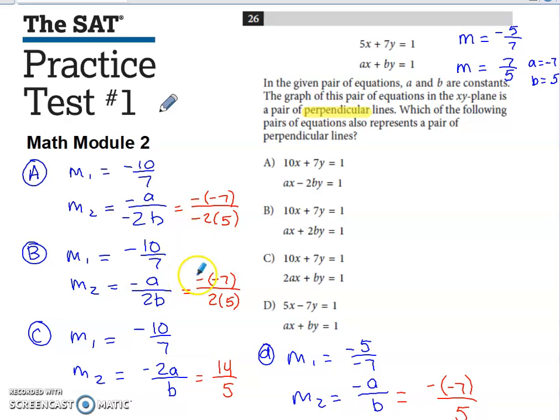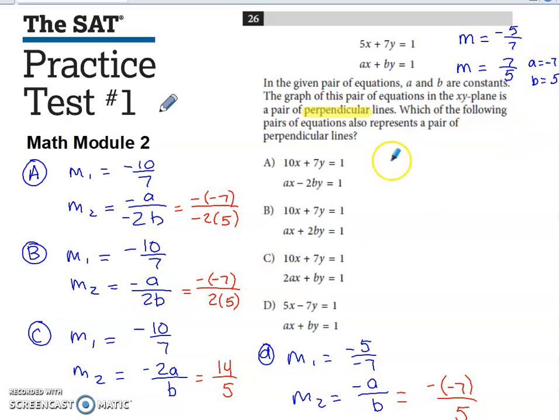Now if you look at option B, same strategy, subtract 10x from both sides, divide by 7. I do get a slope of negative 10/7, and I guess the one nice thing is that in options A, B, and C, the top equation is the same every time, so you're going to get that slope of negative 10/7 for line 1 each time you check out A, B, or C. Now check out the second line of option B. Subtract AX, divide by 2B. My slope for line 2 would be negative A divided by 2B.